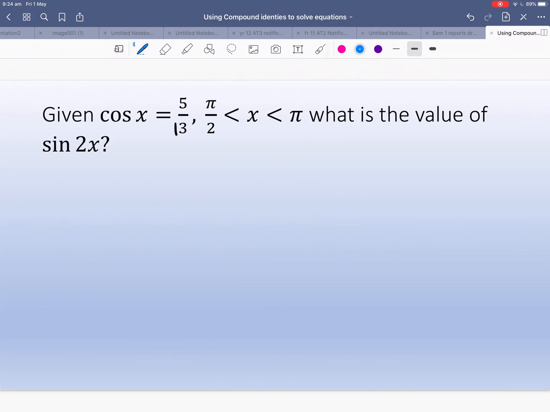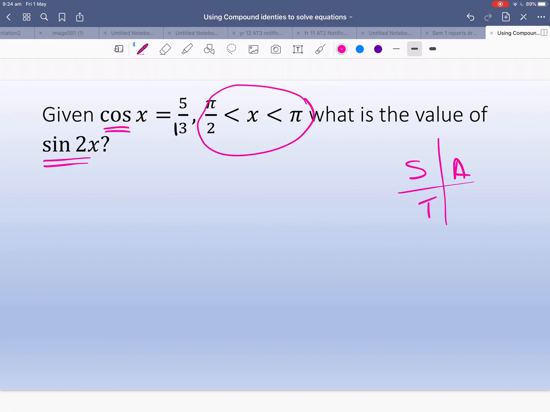All right. So I'm going to use this double angle formula for sine 2x. Let's read the question. Given cos x equals 5 over 13. This just means, okay, that's interesting. So it's in this quadrant. That's what it means. From pi on 2, it's in that quadrant. So only sine is positive.